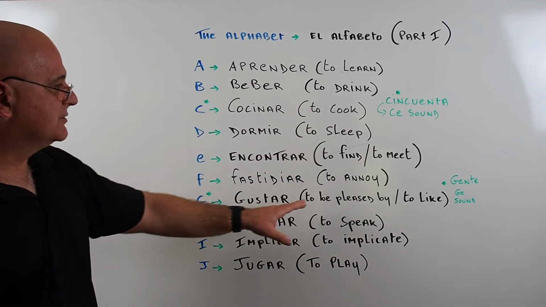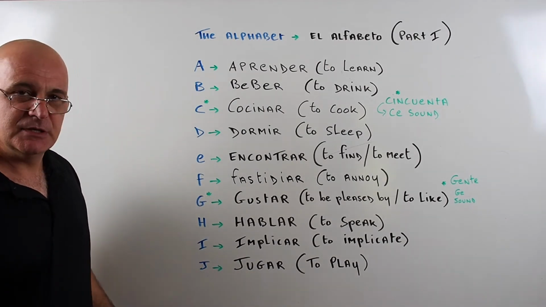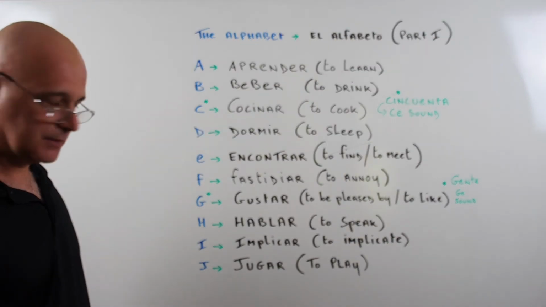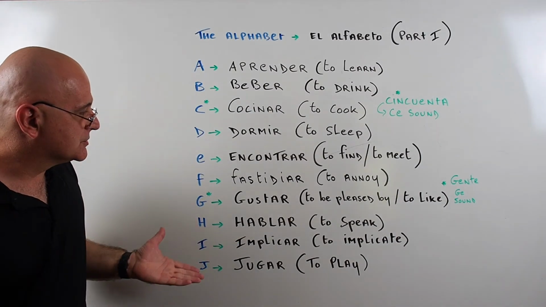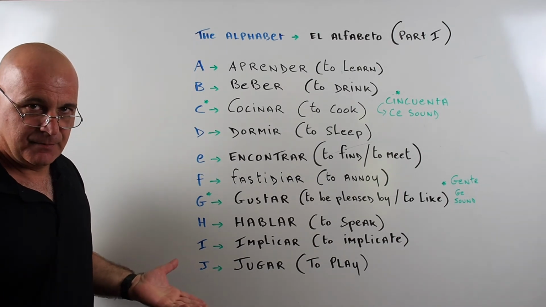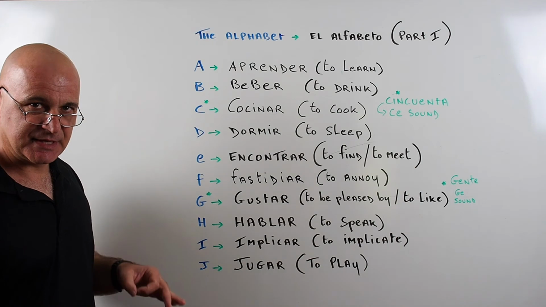Okay, so now we have to like or to be pleased by. It can be used either way. And that's going to be gustar. One more time. Gustar. Good job. All right, we're going to speak, which we saw before. And that's going to be hablar. Hablar. Remember what I said? The H is silent. Keep it silent.